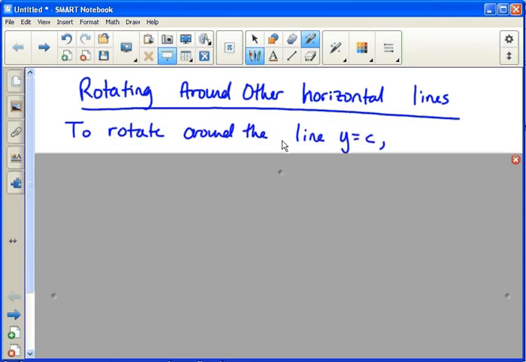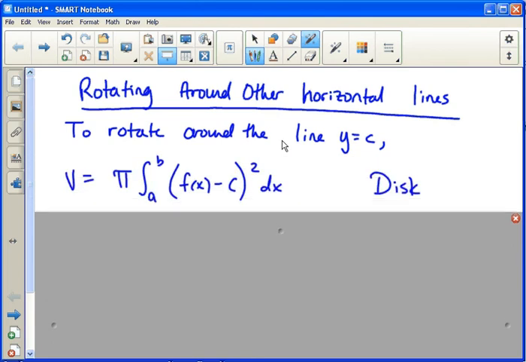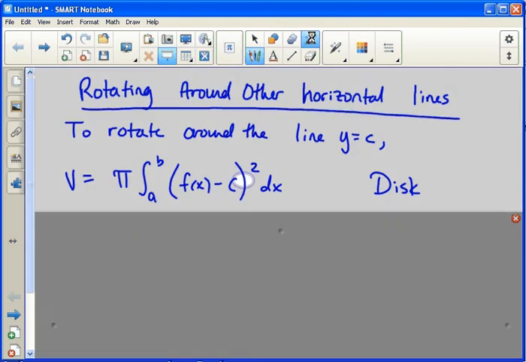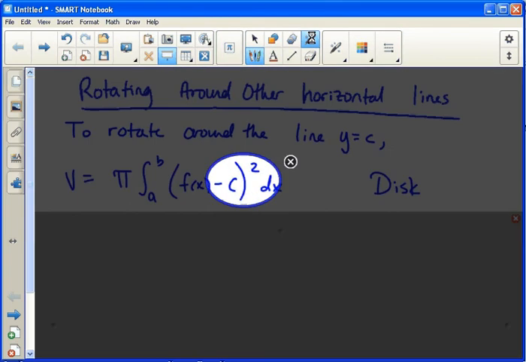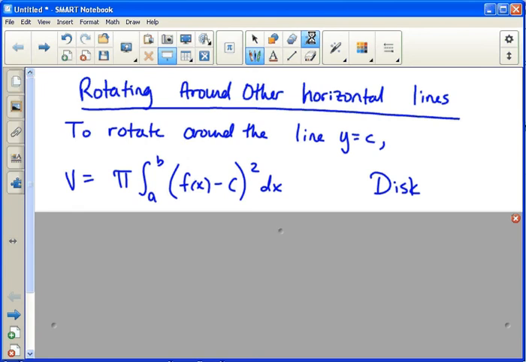So in order to rotate around the line y equals c, we use one of the two following formulas. This one is equivalent to the disk method, where we just have one equation. So the only difference, if you notice, is that we have this minus c part right here. Otherwise, if you take that part out, it's really the exact same thing. It's just f of x squared, but this time we have to subtract c. So for example, if it's y equals 3, you just take your function, subtract 3, and then square it.